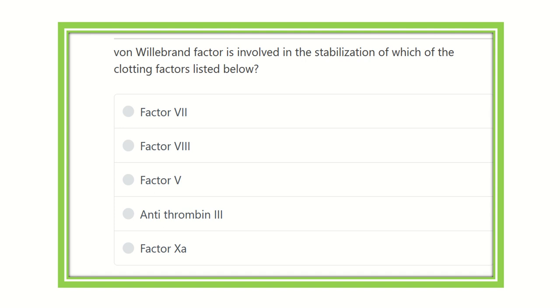Welcome to another question and answer session for MRCS exam. This is the question. Von Willebrand factor is involved in the stabilization of which of the following clotting factors listed below. So we have to find out the von Willebrand factor is responsible for the stabilization. That means stabilization of which clotting factor occurs by this von Willebrand factor.